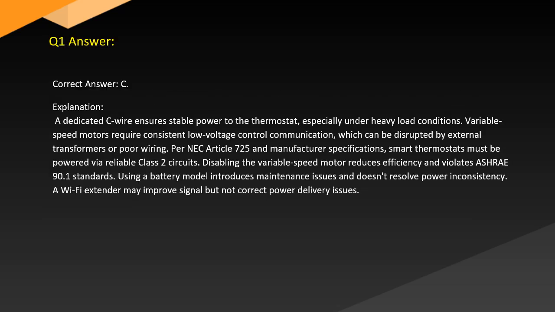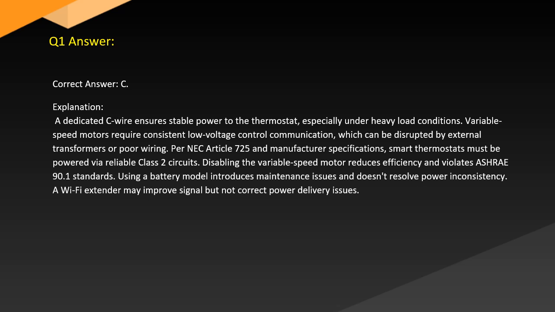Answer. Correct answer: C. Explanation. A dedicated C wire ensures stable power to the thermostat, especially under heavy load conditions. Variable speed motors require consistent low voltage control communication, which can be disrupted by external transformers or poor wiring. Per NEC Article 725 and manufacturer specifications, smart thermostats must be powered via reliable Class 2 circuits.